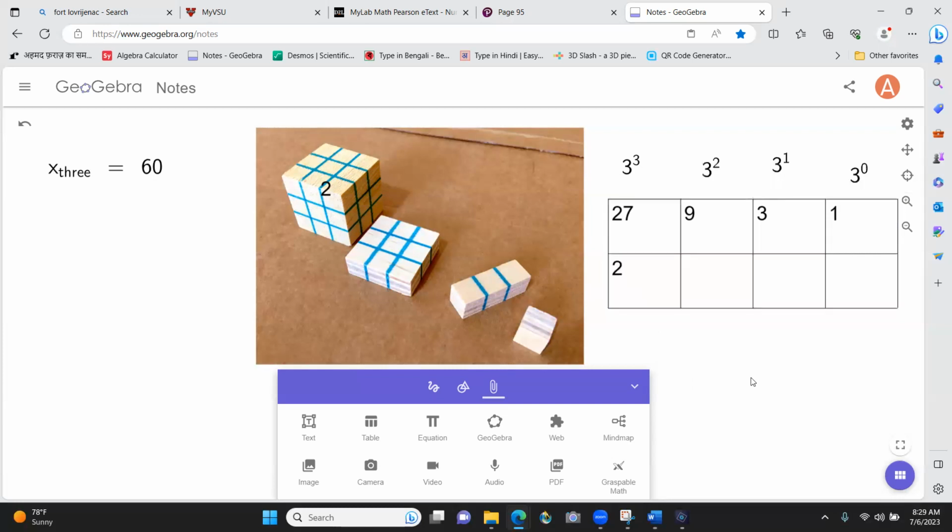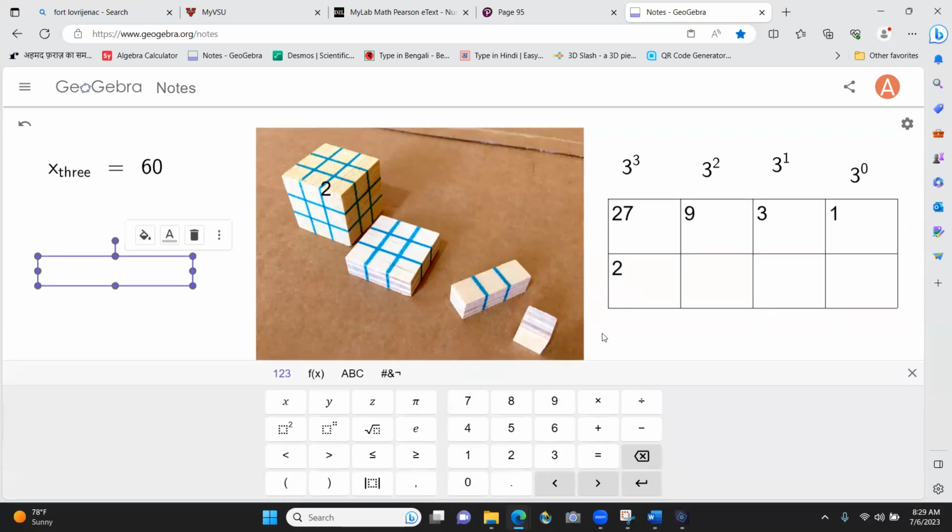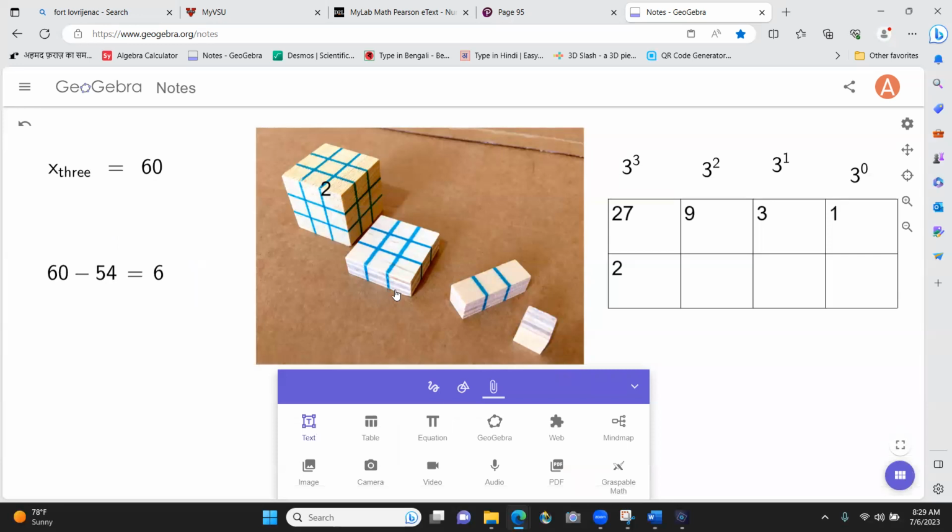All right. Then you take your 60. Bear with me. You subtract 2 times 27, which is 54, and that's 6. Now, you only have 6 loose gold cubes. You're not going to be able to get any of the second ones. So what would we do? We're going to just say, I need 0 of those. I don't have any.